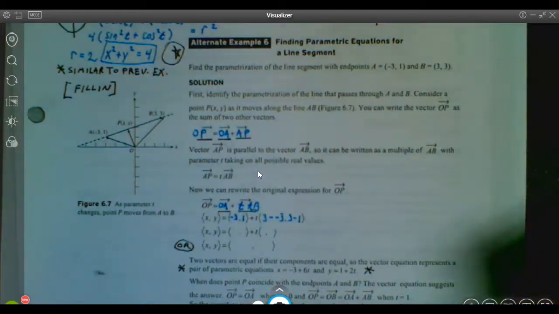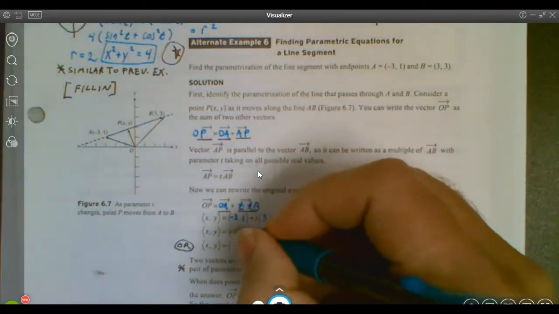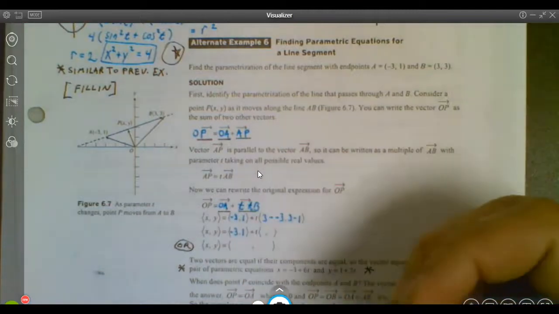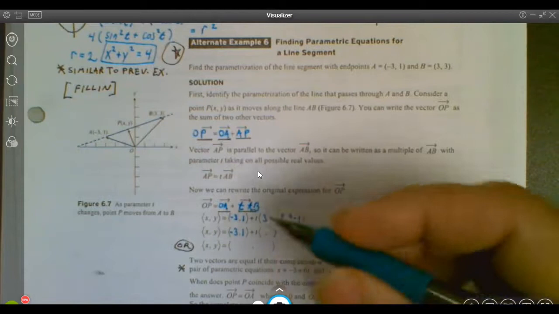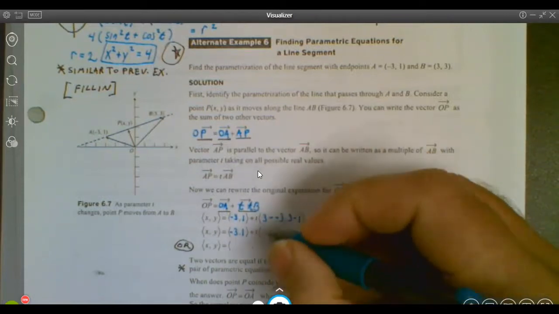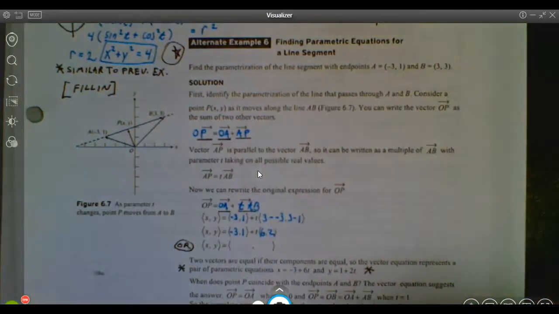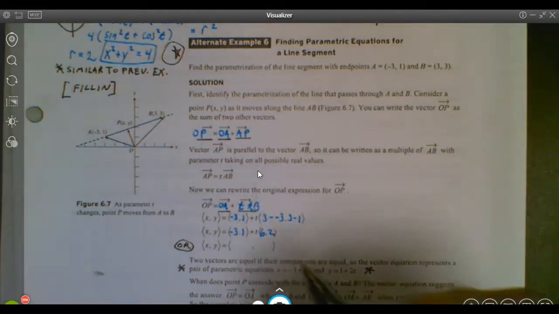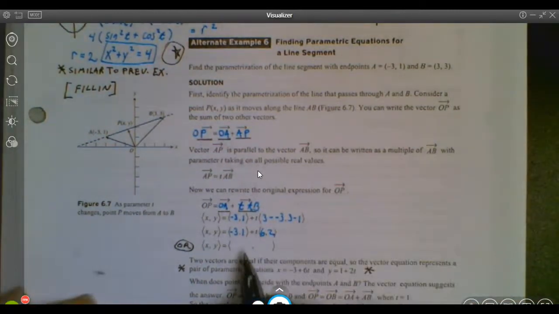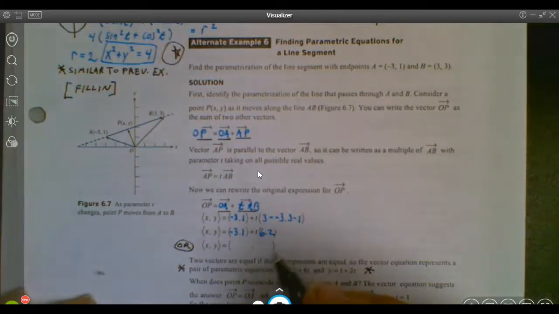So there's the setup. Let's clean that up a little bit. The initial point was (-3, 1). We have our scalar multiple as our variable times the component form of AB. If I clean that up, it becomes (6, 2). And so there's now the parametric equation. If I want to identify the components of this, this is where you would separate it. If I distribute the t and combine the horizontal components, I'm looking at negative 3 plus 6t.